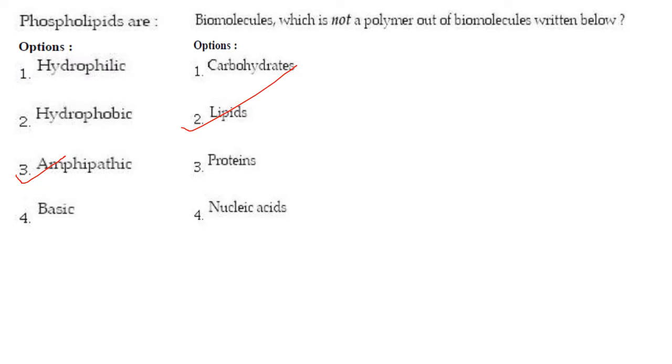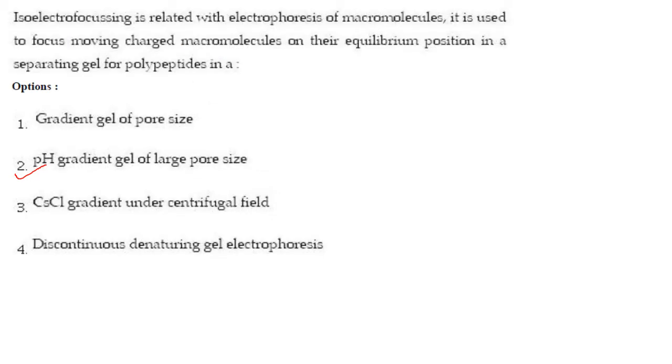Next one, phospholipids are option 1 hydrophilic, 2 hydrophobic, 3 amphipathic, 4 basic. Answer is option 3 amphipathic. Next one, which biomolecule is not a polymer out of the biomolecules written below? Option 1 carbohydrate, 2 lipids, 3 proteins, 4 nucleic acid. Answer is option 2 lipids. Lipids are not polymers because they are not built from any repeating molecule.